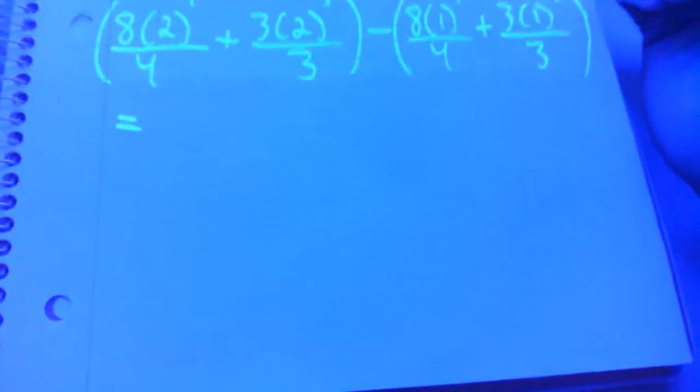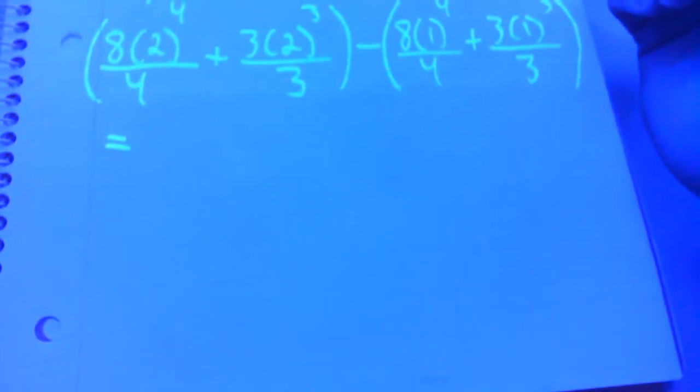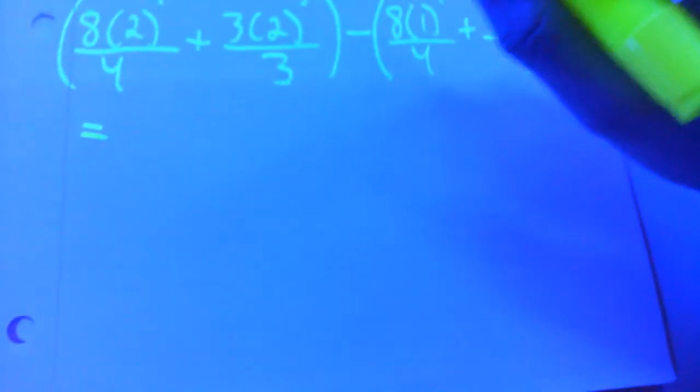Alright, and so what does that equal? Well, let's do some math here. 2 times 2 is 4. You know what? Let me find a calculator.